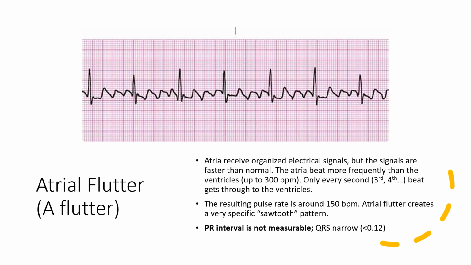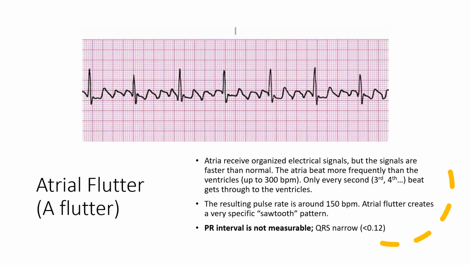But for atrial flutter, we also count the R waves. So it becomes a ratio of what our heart rate is. In this one, we can see that we have 3 P waves for every QRS. So our P wave, our atrial rate, is going to be about 3 times faster than our ventricular rate. And we're going to go on to look at that in our next slide.